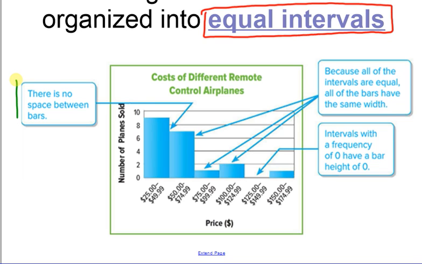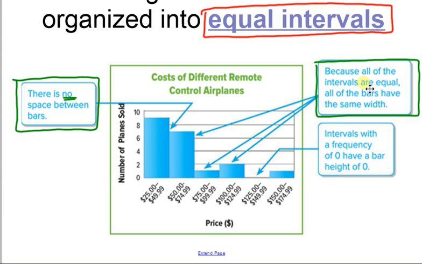So the first way that a histogram is different from a bar graph is pretty simple. You'll see that in between the different bars, there is absolutely no spaces. Each bar has to connect with the other. Okay, that's pretty simple. The important part about a histogram, though, and the more challenging part, is this right here.